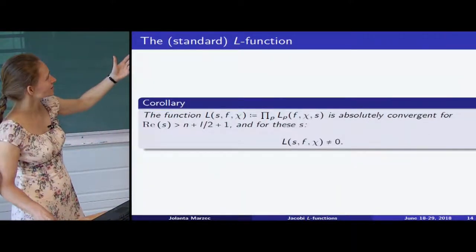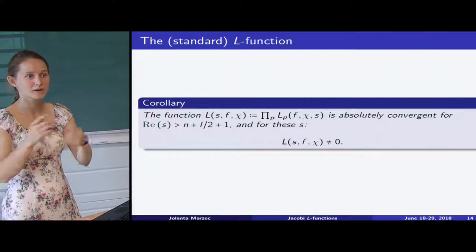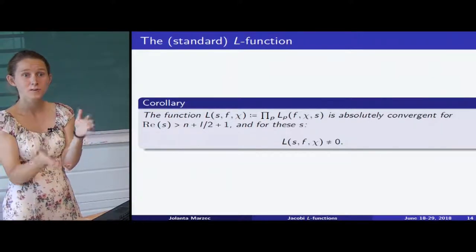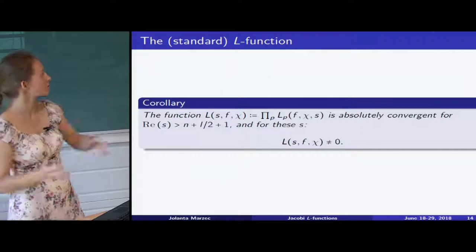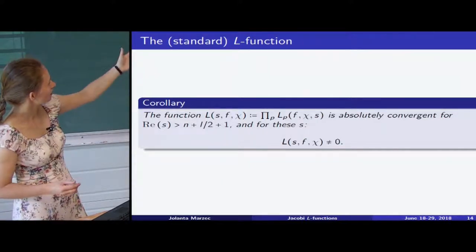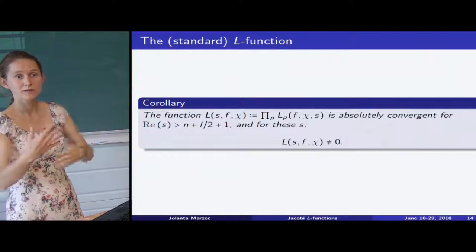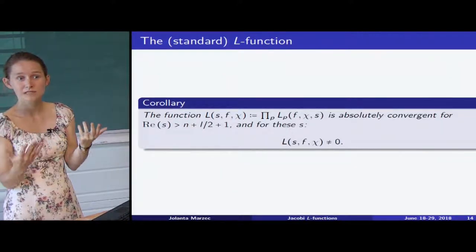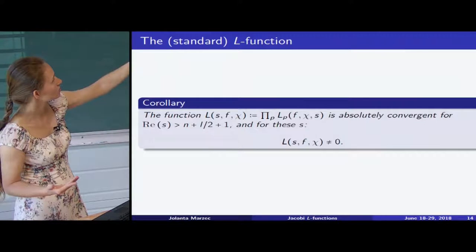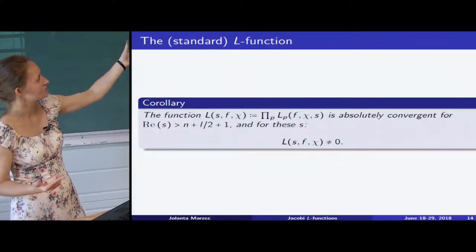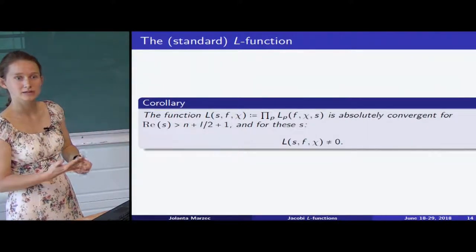Since this L function comes from completed series that I just showed you, we know where it converges. So we also know where our L function converges. And because it admits an Euler product, we can also say that in the range of these s, it does not vanish.